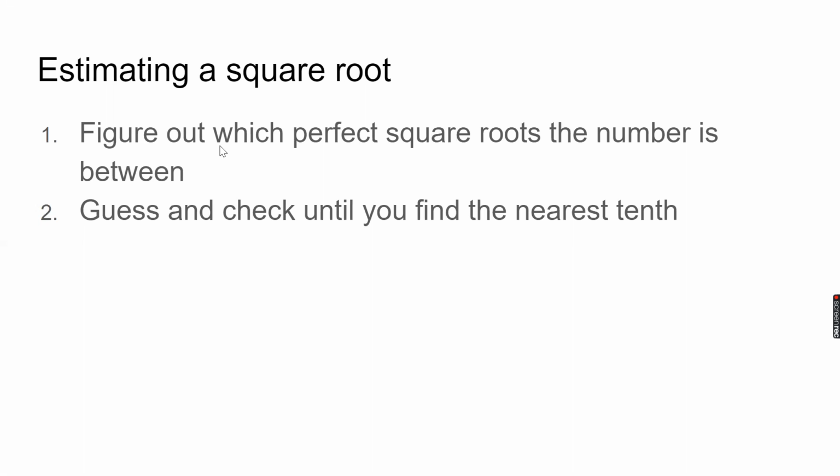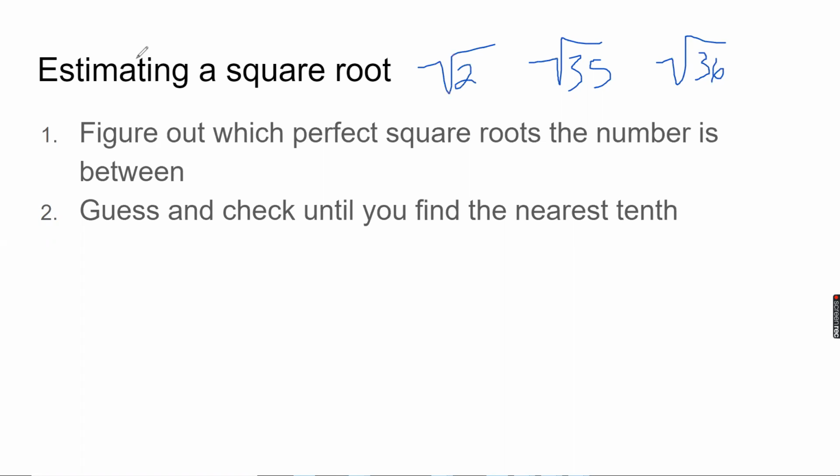So we're going to figure out which perfect square roots the number is between. So if I'm thinking about my square root of 35 example, I know that the square root of 35 is going to be between the square root of 36 and the square root of 25 because those two are perfect square roots. 6 times 6 equals 36 and 5 times 5 equals 25. So I know it's going to be between 5 and 6, this square root here. And so we're just going to guess and check until we find the nearest 10th.